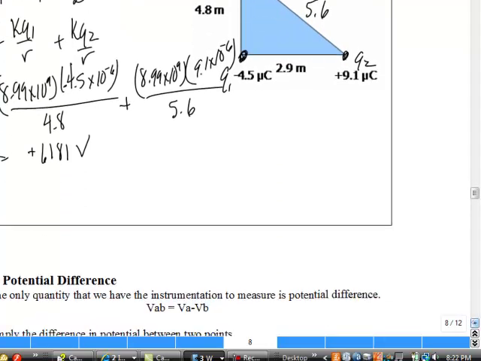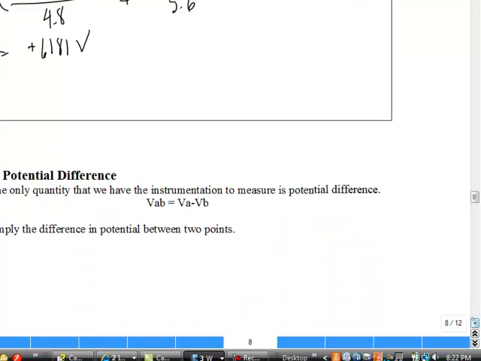That is correct. 6181 is what I got there, so that is correct. Again, this is a little bit of discussion on electric potential energy. We don't have an instrumentation to measure that, so it's simply the potential between 2 points.